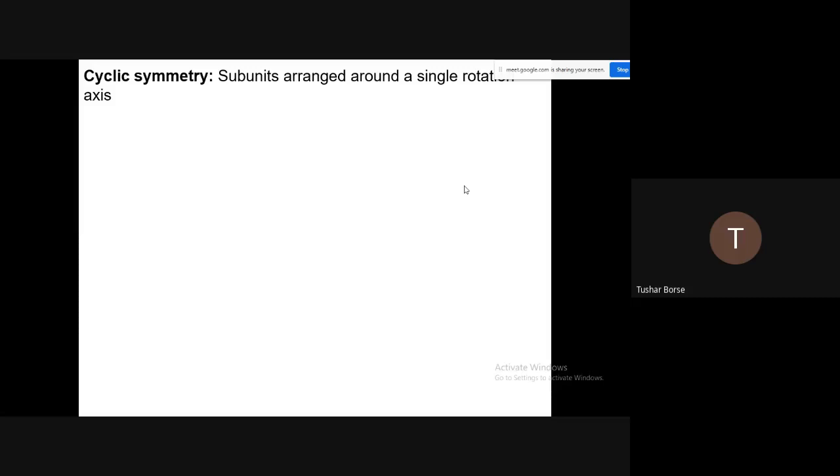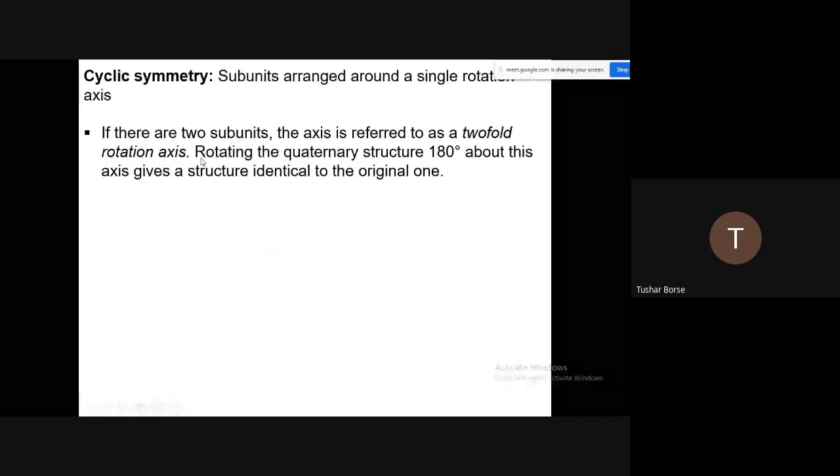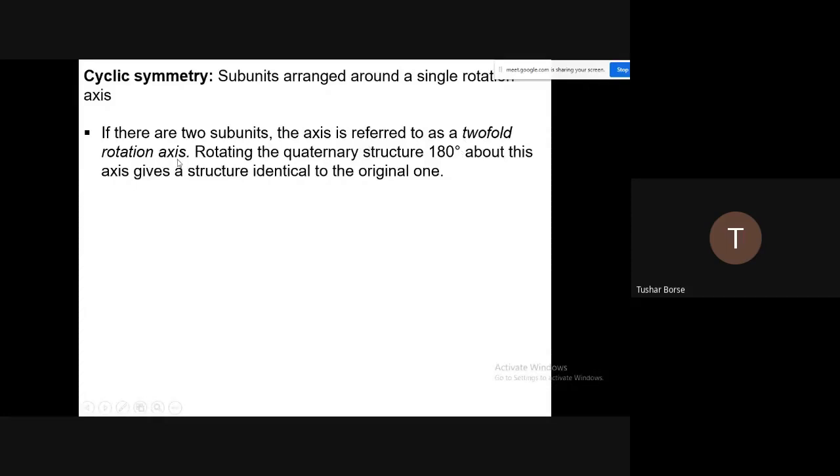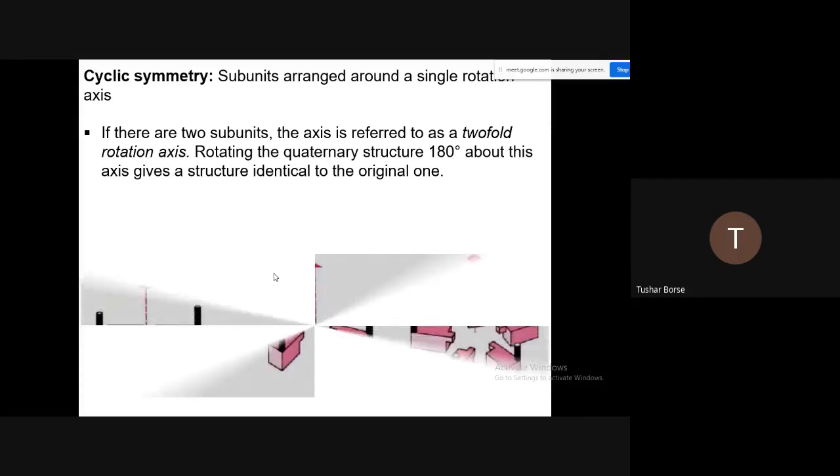So if you have two subunits, we refer to it as the two-fold rotation axis. This rotation axis can rotate the quaternary structure by 180 degrees, and you will always get a structure identical to the original one. Maybe I'll show you the diagram so you'll be able to understand it.